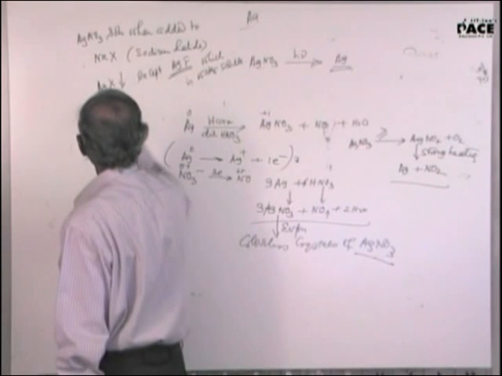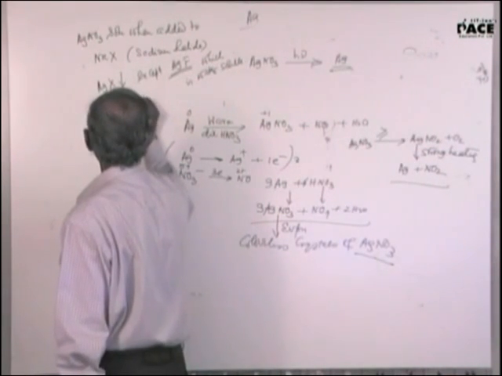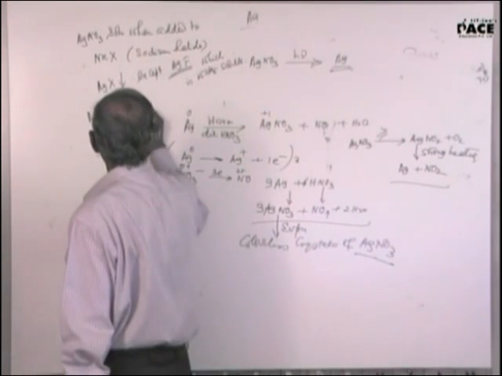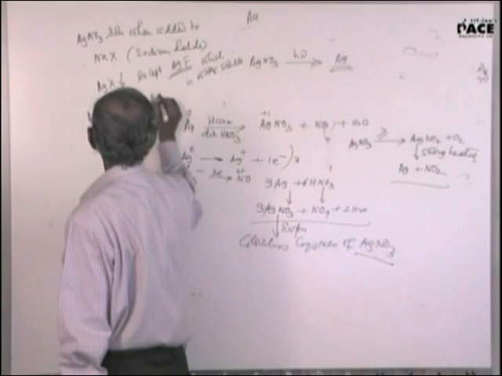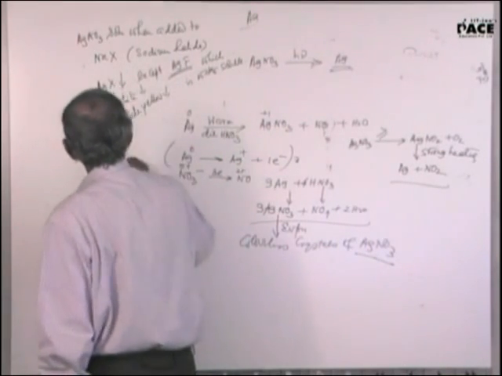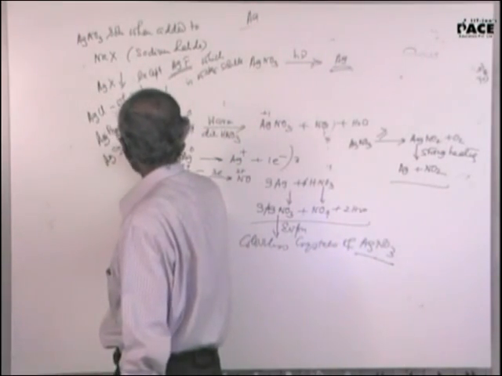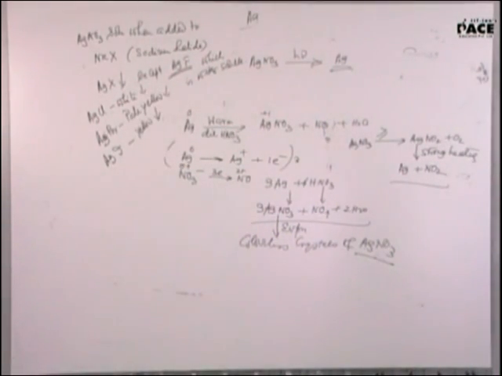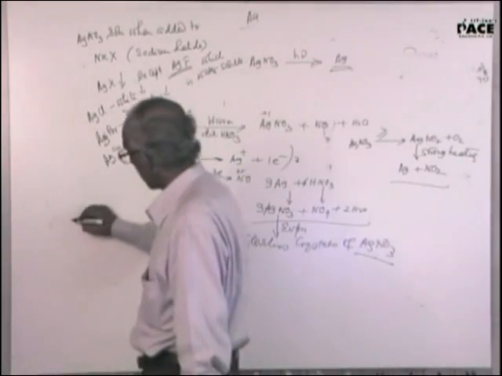Silver chloride is a white precipitate. Silver bromide is a pale yellow precipitate. And silver iodide is a yellow precipitate. So you can see that if you get a white precipitate, it indicates chloride. If you get a pale yellow precipitate, it's a bromide. And if it is a yellow precipitate, you get iodide.